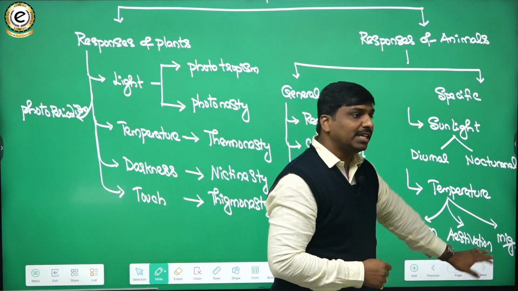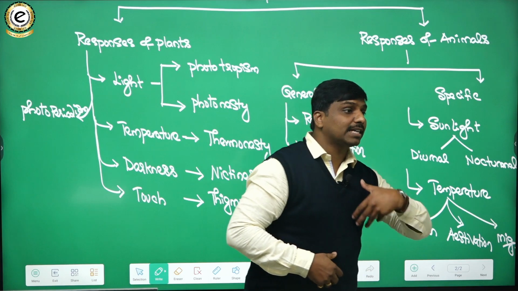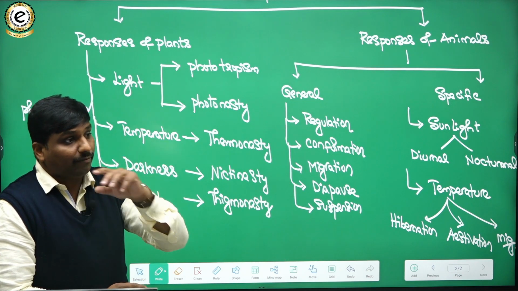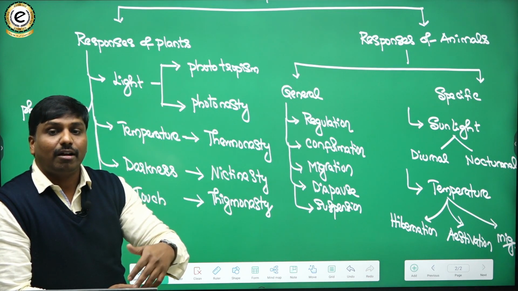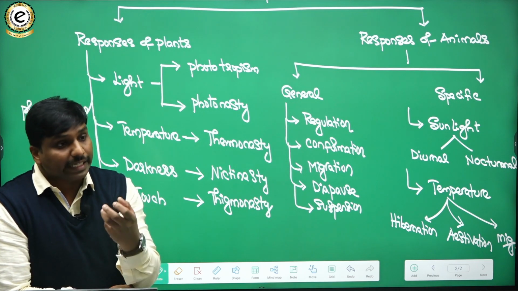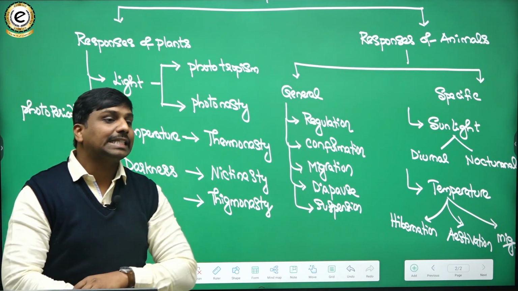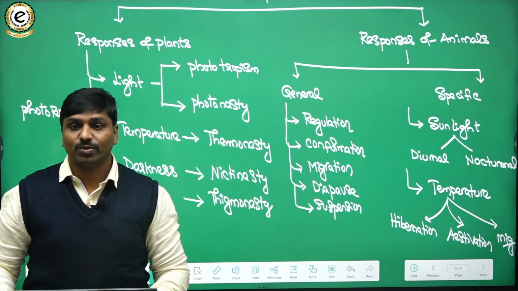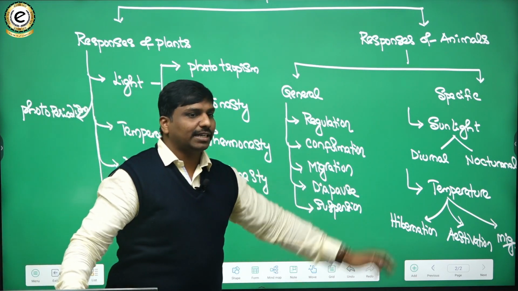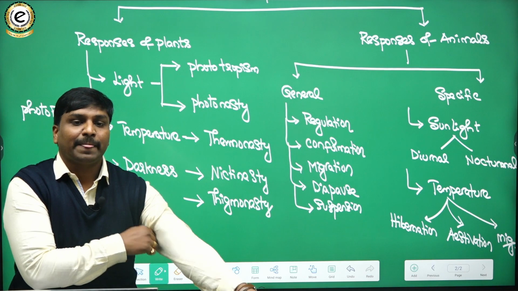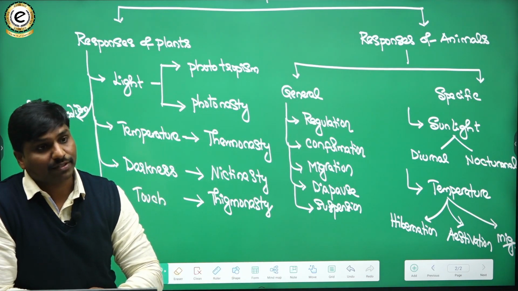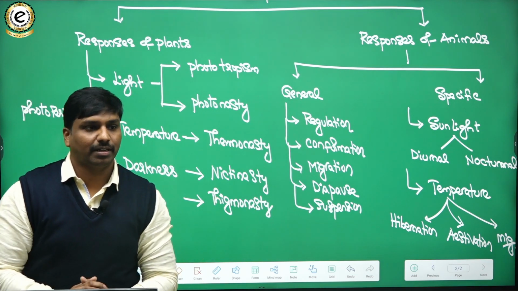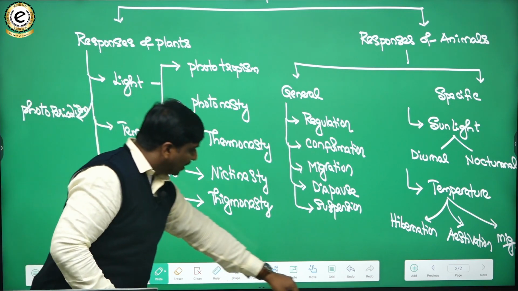And then estivation. Estivation is another type of response, a kind of summer sleep. Some organisms will reduce their metabolic activities, or they will go into a state of inactiveness during summer so as to escape from the harsh environmental conditions. Then migration is well known to you. These are all some of the responses of plants as well as animals to the various physical environment.